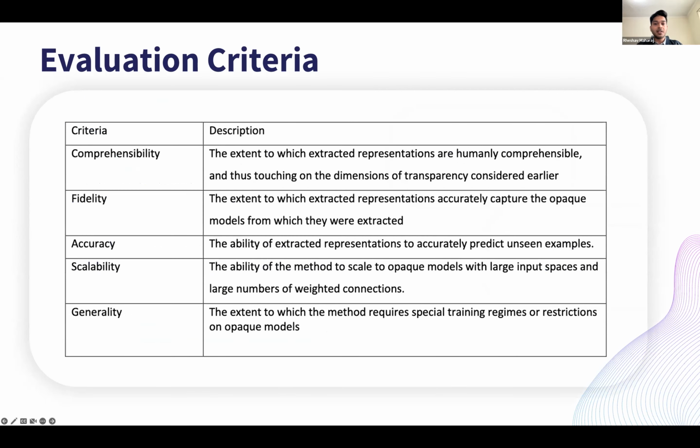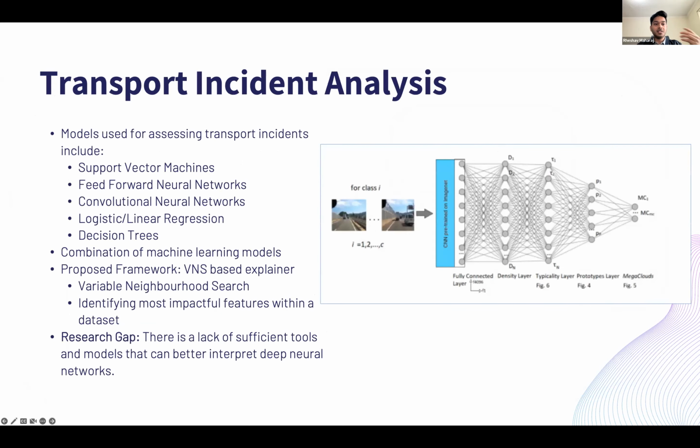This is the evaluation criteria. I'm very happy to come back to it later, but as I am a bit pressed for time, I'm going to skip ahead to the next one, which is the transport incident analysis. So the models used here are support vector machines, feed-forward neural networks, convolutional neural networks, regressions, and decision trees. On the right, you'll see a diagram, which pretty much goes back to when I mentioned the prototypes and explaining a certain result with prototypes.